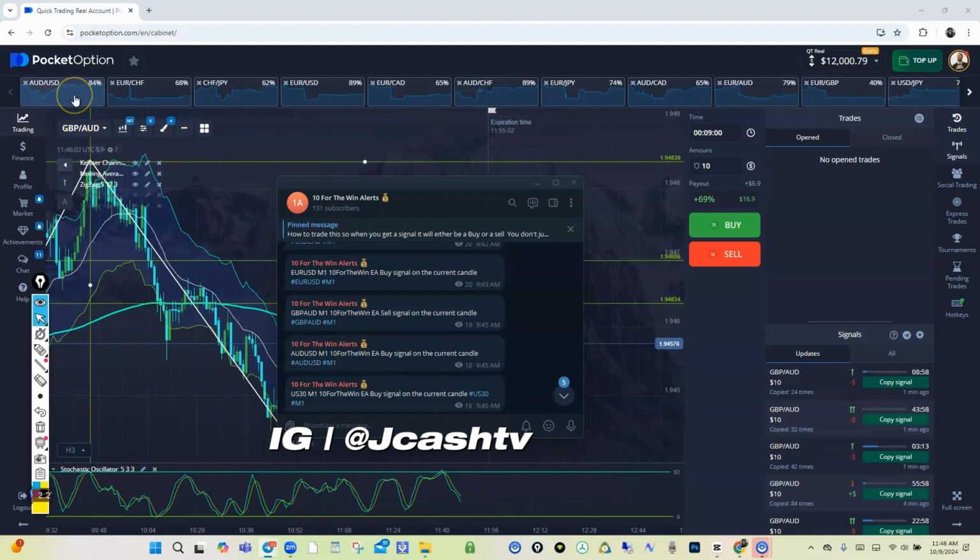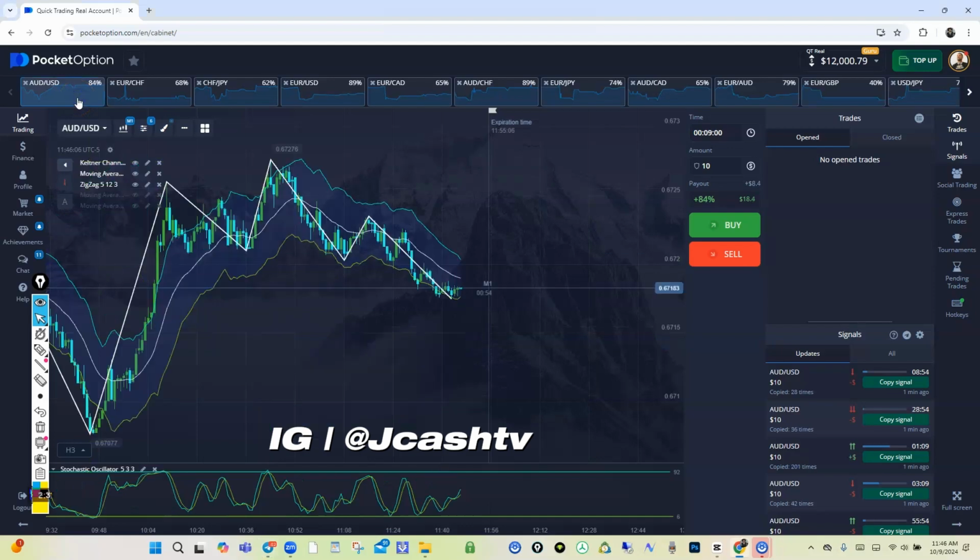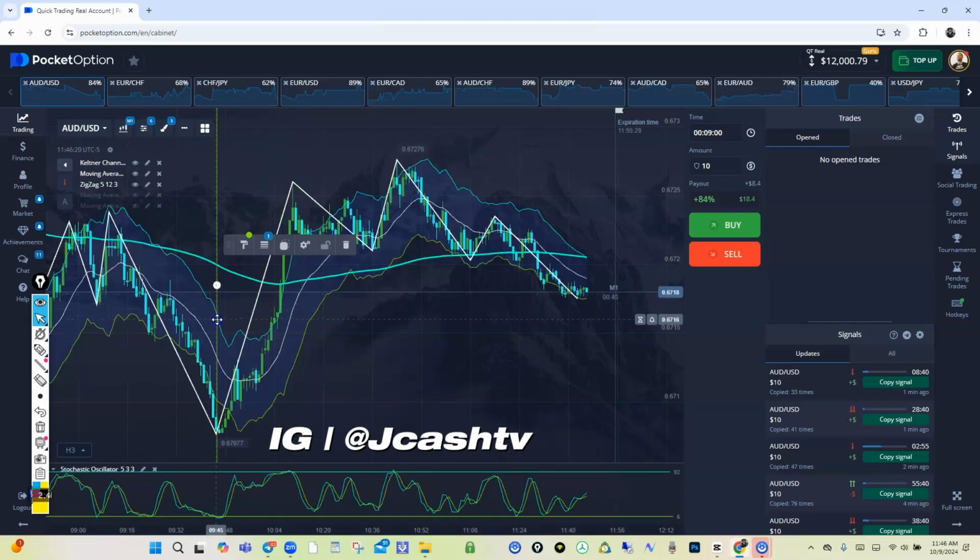AUD/USD at 9:45, it called a buy. Let's go fact check. See this around 9:45. Look at that buy, bro. Fact check. 9:45 right here, right where we're at. 9:45, bro. It took off for the buy. This thing is calling bangers.